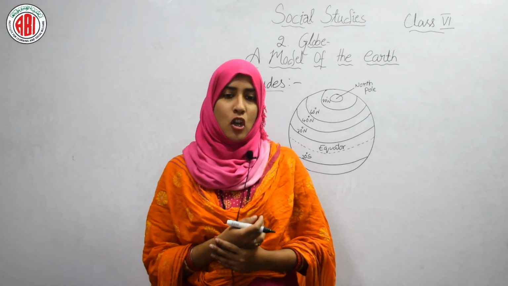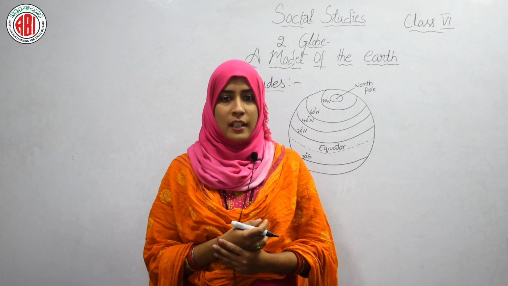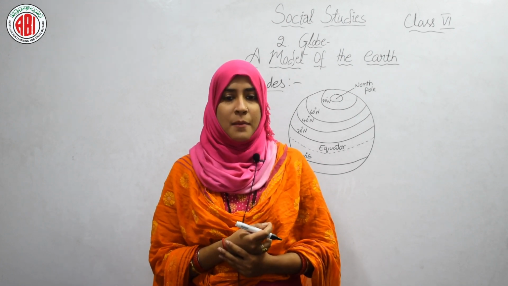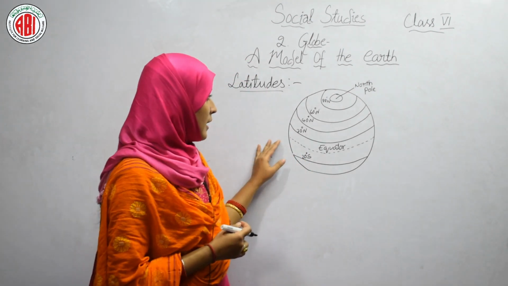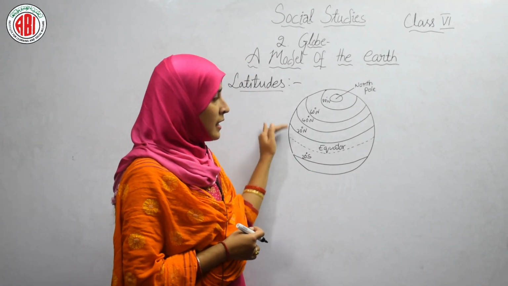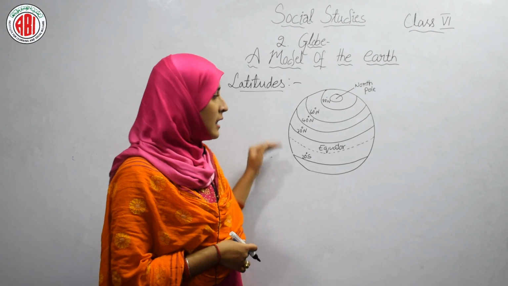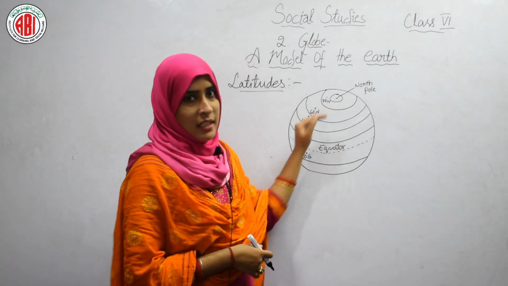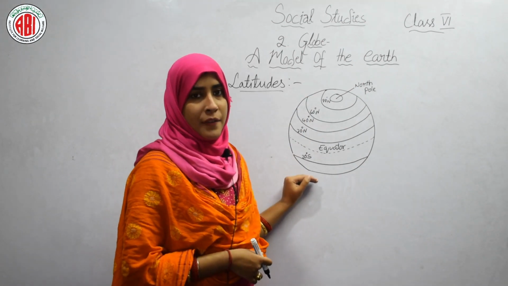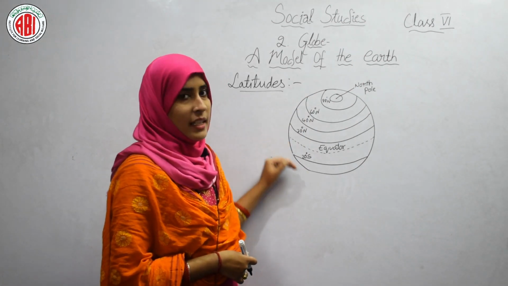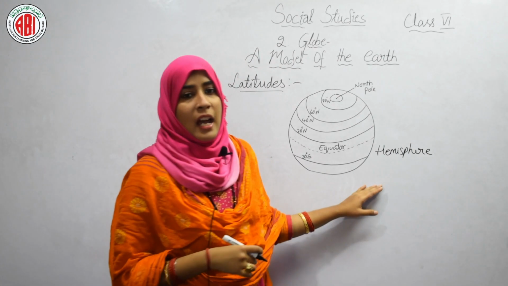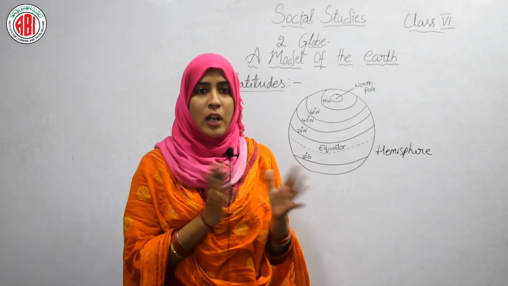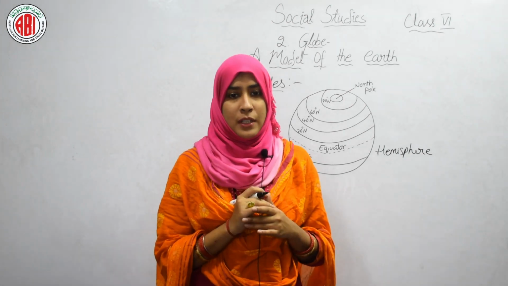The longest of these lines is called the equator. It divides the globe into two equal halves called hemispheres. So if you observe the length of these lines, the longest line is called the equator, and it divides the earth into two equal halves, and each half is called a hemisphere. Half part of the earth is called a hemisphere. When you take two half parts, they are two hemispheres, right?